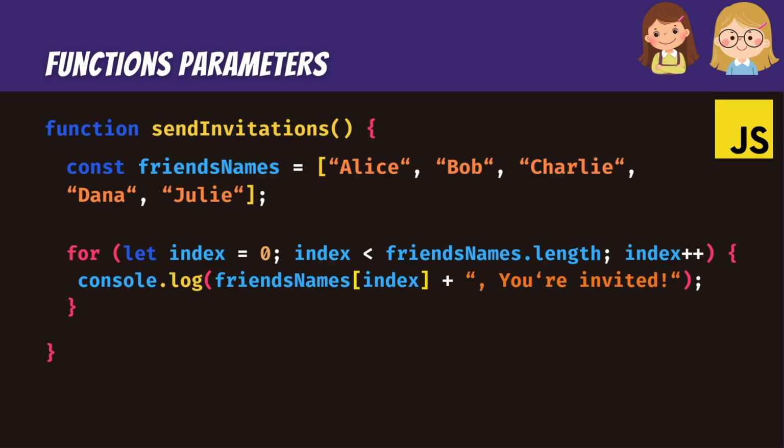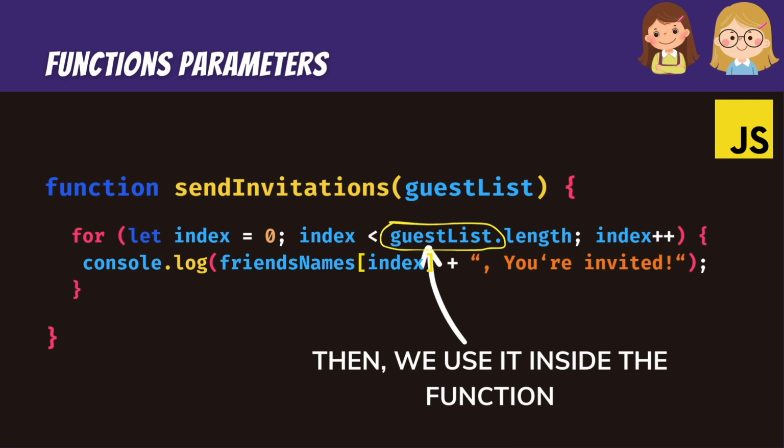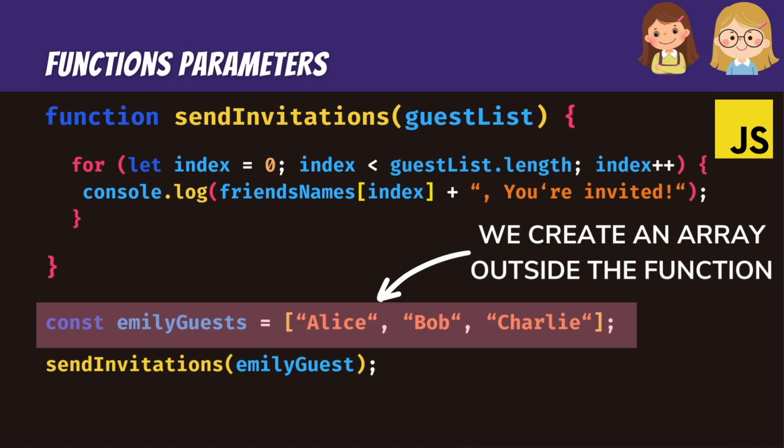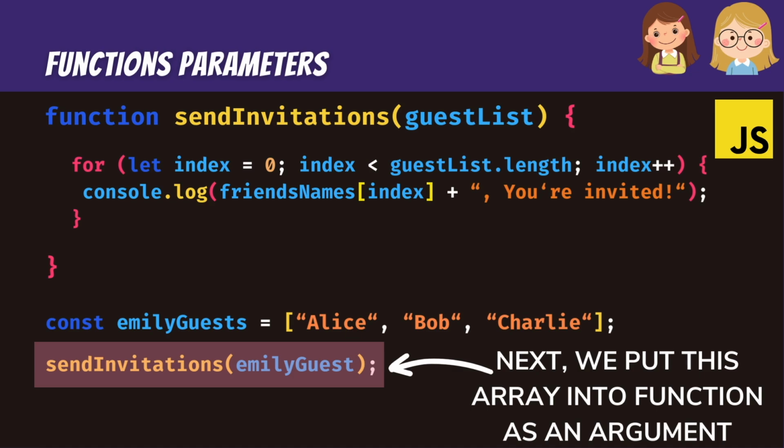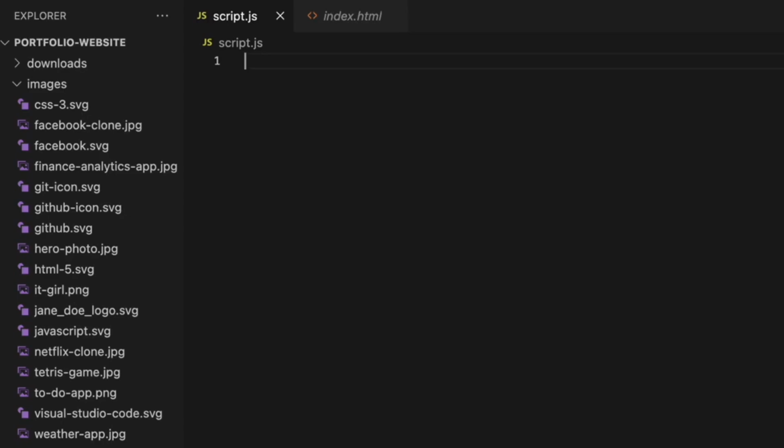We can put parameters inside the parentheses when we define the function. We give them names to make them easier to reference later. Then, when calling the function, we place a specific value inside the parentheses, such as the array of guests. We call these values provided here arguments. This way, inside the function, we can use this information to send invitations to the proper list of friends. The best way to explain this is to show you how it works in a JavaScript file. I'll declare the entire sendInvitations function, as in the example, with a guest list parameter.